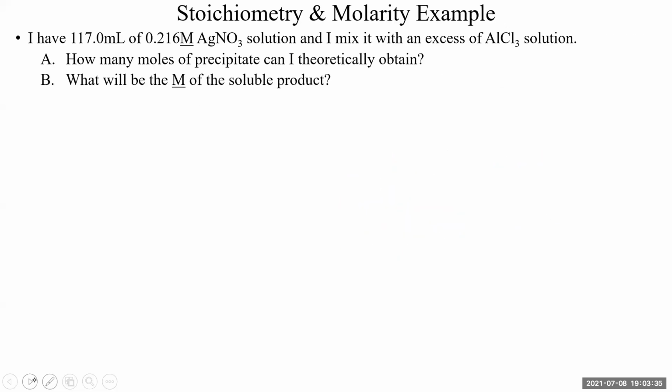Okay, so let's take our first example of stoichiometry using molarity and converting to moles. I have 117 milliliters of 0.216 molar silver nitrate solution, and I mix it with an excess of aluminum chloride. Now, the first thing you do with any stoichiometry problem, of course, is to write yourself a balanced chemical equation, because you're going to need those stoichiometric coefficients to be accurate. So I have silver nitrate being mixed with aluminum chloride.